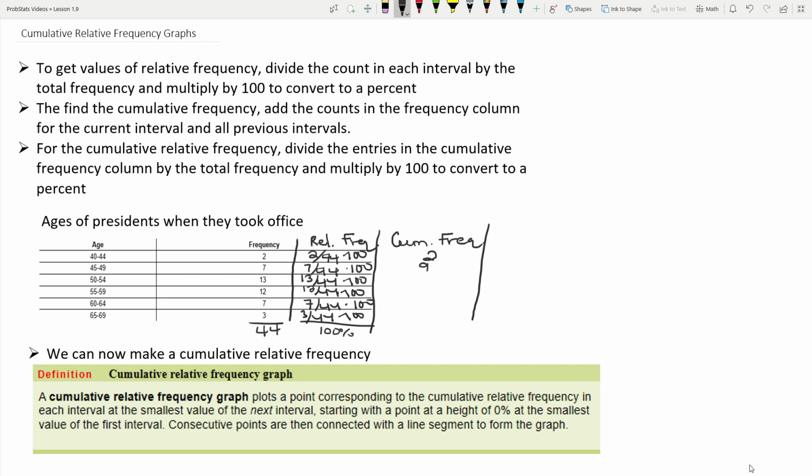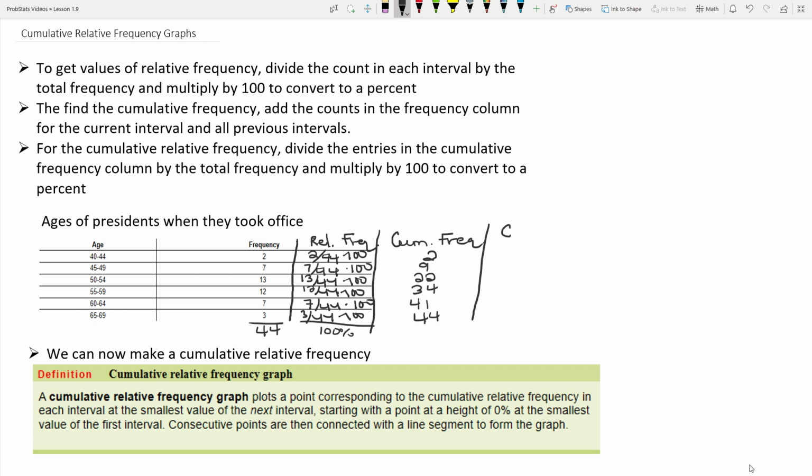Then take the current one, which is 13, and add it to the previous ones. That means 13 plus 7 plus 2, which is 22. We're just adding as we go on. The next one is 34, and then 41, because we're adding 7, and next we add 3 to get 44. So there's our cumulative frequency. Cumulative means it's building up, so it's building up to that total as you go down.